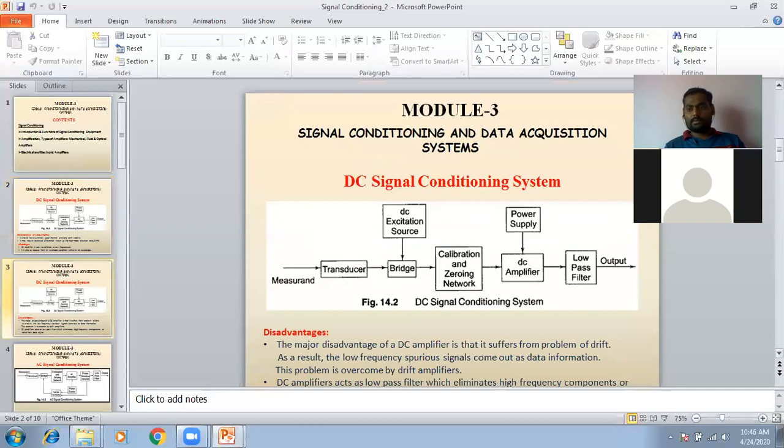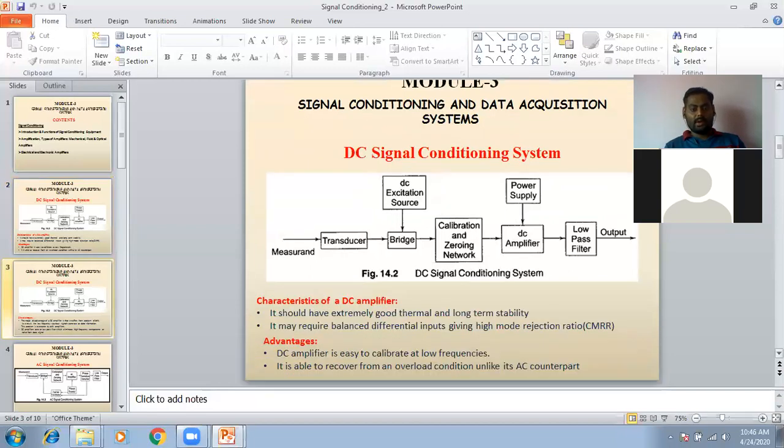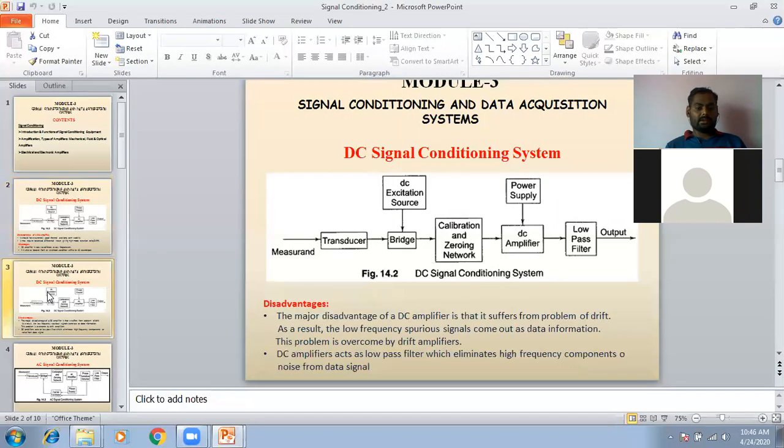Advantages of the DC signal conditioning. A DC amplifier is easy to calibrate at lower frequencies, but it is not suitable for high frequencies. It is able to recover from an overload condition, unlike its AC counterpart, right? So again, we will move on to the DC disadvantages.